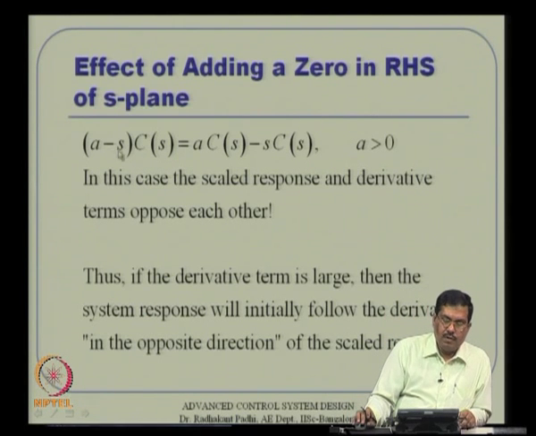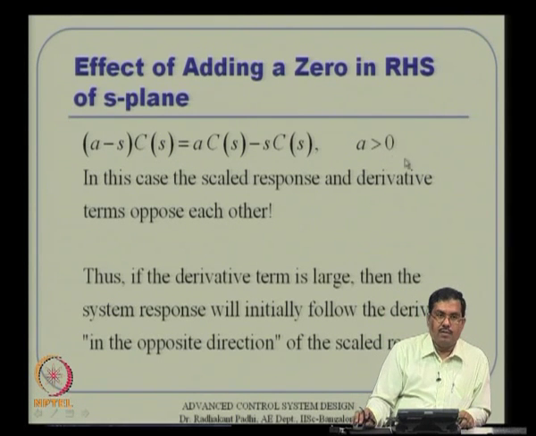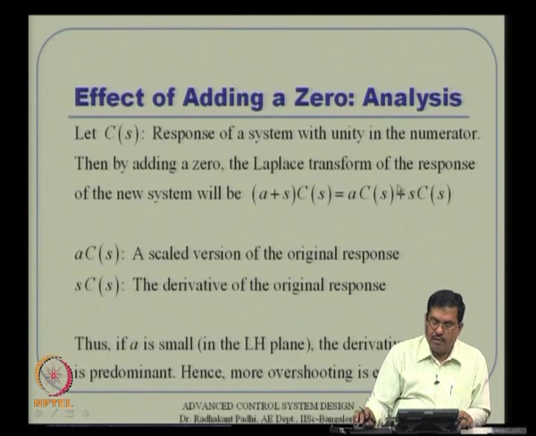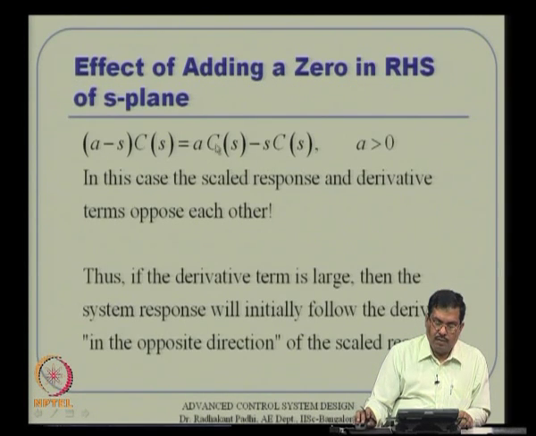Okay, because S equal to A will turn out, and A is positive here. So again, in a similar way it will have a scaled version, but here this is not plus, but minus actually, minus of the derivative quantity. Previously it was plus, so both were adding to each other. Now here it will be minus, so they will counteract each other.